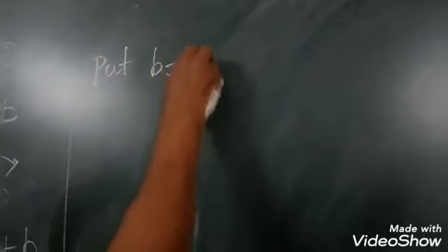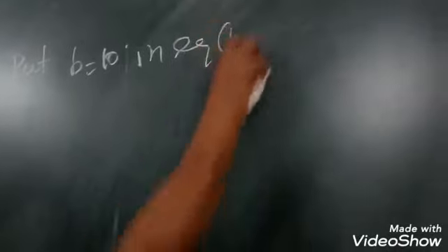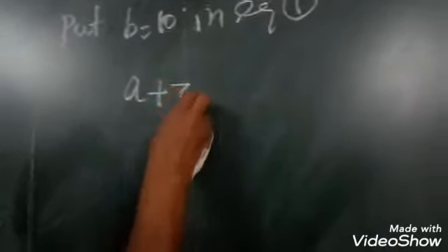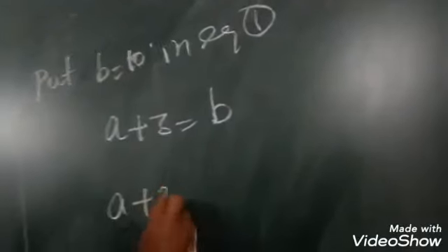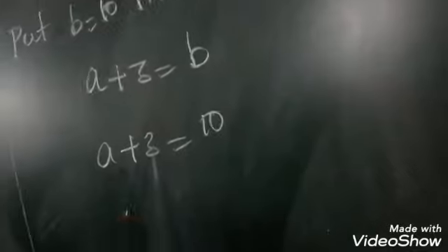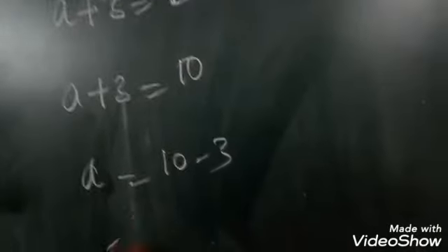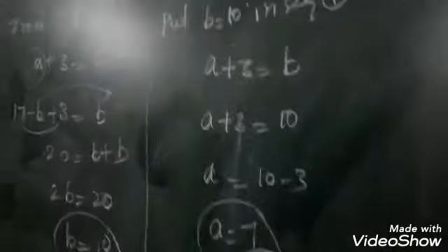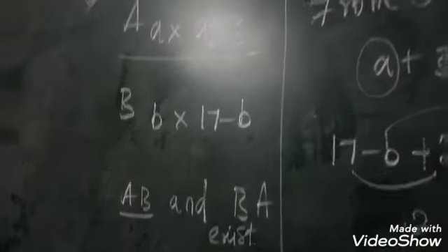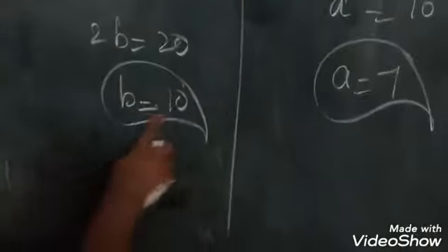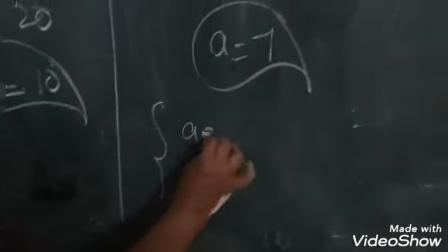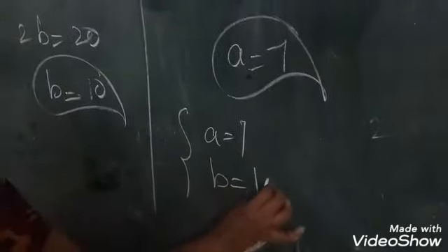The same way, put B is equal to 10 in equation number 1. What is equation number 1? A plus 3 is equal to B, girls. Now what is the value of B here? A plus 3 is equal to 10. Instead of B I put 10. Now A is equal to 10 minus 3. So what is the value of A? Yes, A is equal to 7. B is equal to 10. Now the answer is A is equal to 7, B is equal to 10.